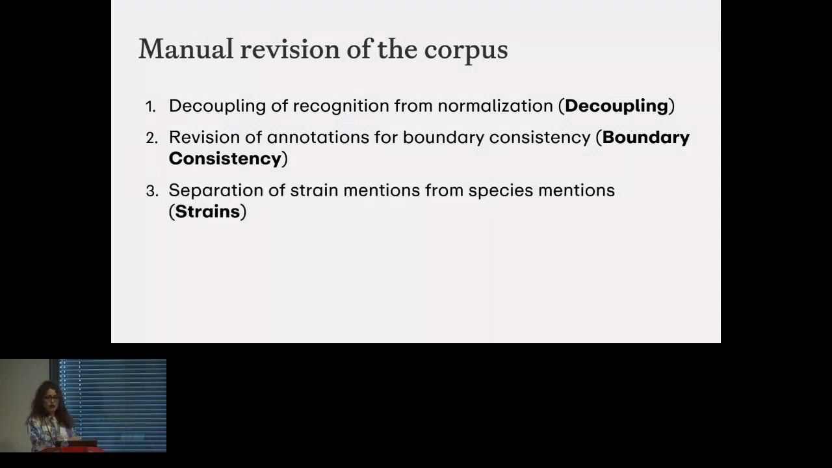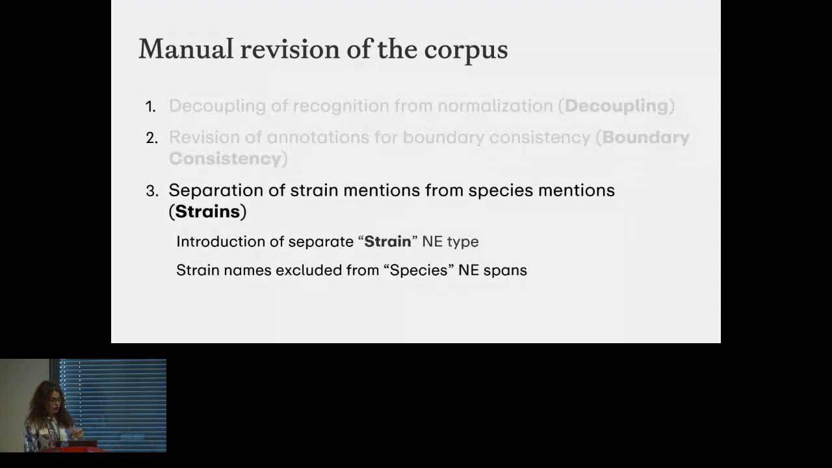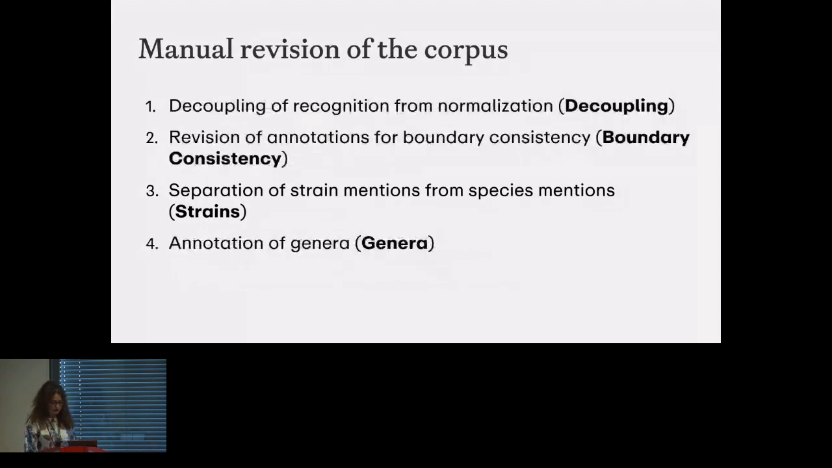And then we run into the issue, what do we do with strains? Because in the previous implementation, some annotators had the strain mentions inside the species names, others didn't. So we decided that the cleanest solution for us at least was to separate the strain mentions from the species mentions and have two mention types in the text. So we introduced a separate named entity type, and the strain names were excluded from the spans.